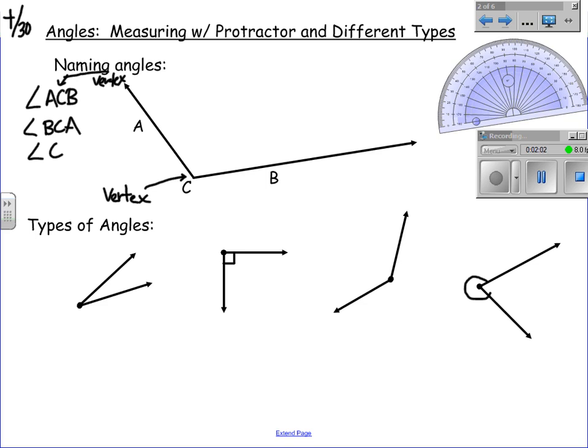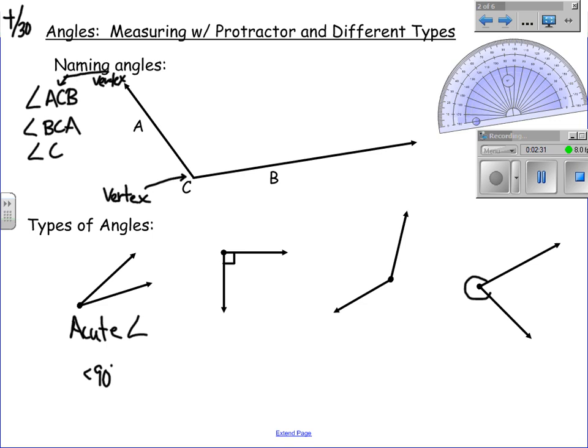So I've got 4 angles down here. 3 of them are review. The 4th might be new for you. How do we classify these according to their size? What's the first one called? What kind of angle, right? It's an acute angle. Its degree measure is less than 90 degrees. Less than 90 degrees.